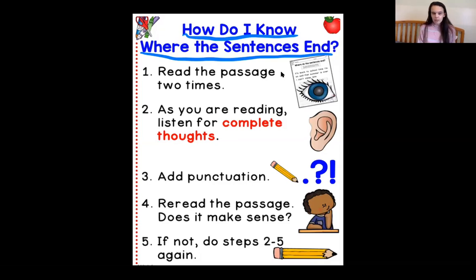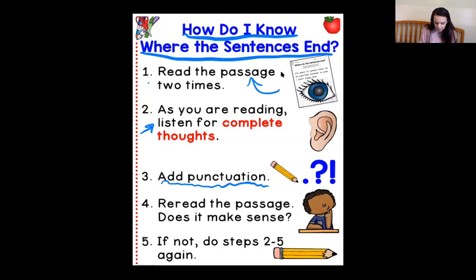Okay, so the first thing we're going to do is we're going to read the passage 2 times. So I'm looking right here, friends, okay? We're going to read whatever it is that we're writing twice to make sure we have the correct punctuation. As you are reading, so now I'm on number 2, as you are reading, listen for complete thoughts. You need to know, as a scholar, when does my sentence end? When is this thought complete? And am I moving on to the next thought without stopping? Because if you are, you need to add some punctuation. Remember, a period, a question mark, or an exclamation point, okay?